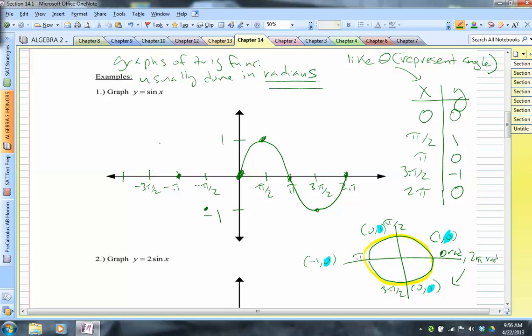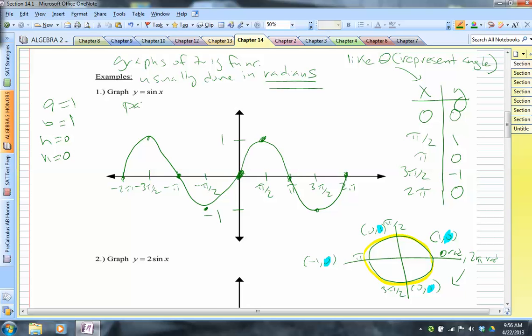Negative 3 pi over 2 will be at 1. And of course at negative 2 pi, back down to 0. So it's just a wave, if we think about it. Now, our a value here was 1. Our b value was 1. Our h was 0, and our k was 0.